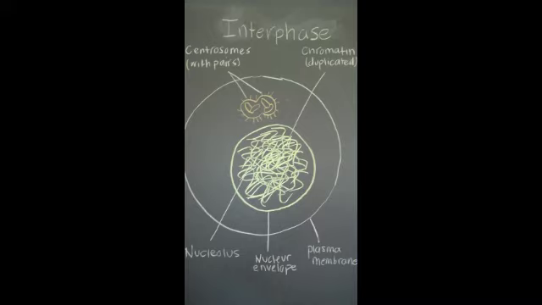G1 is when the cell grows and the volume of the cytoplasm increases. During the S phase, or synthesis, the cell duplicates its DNA. During the G2 phase, the chromatin is duplicated and the cell resumes growth in preparation for mitosis.